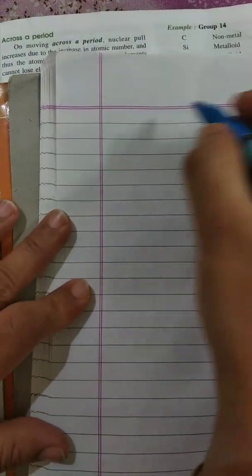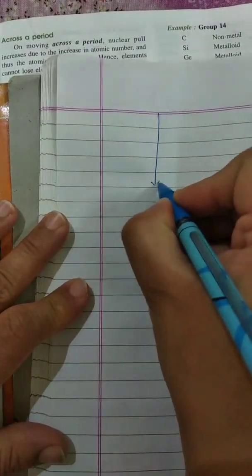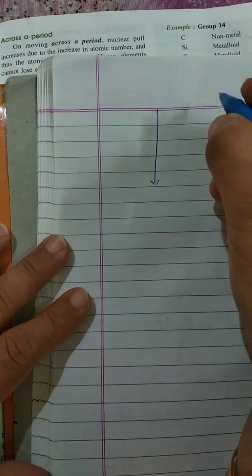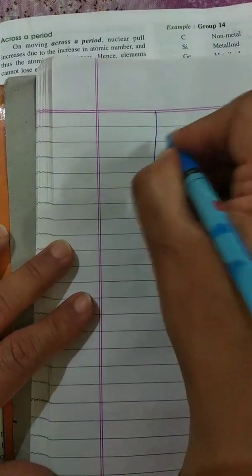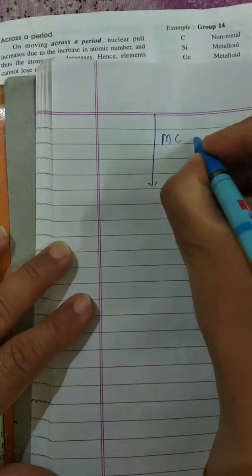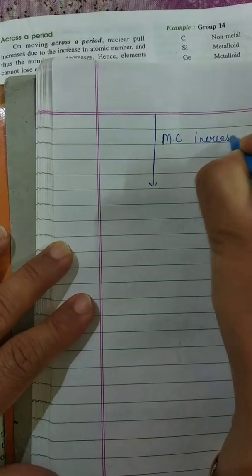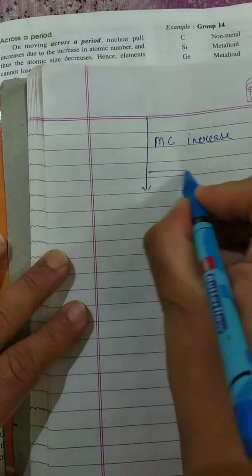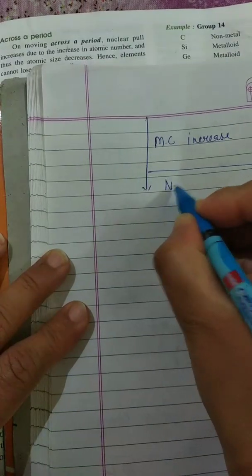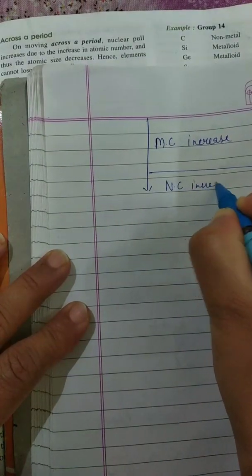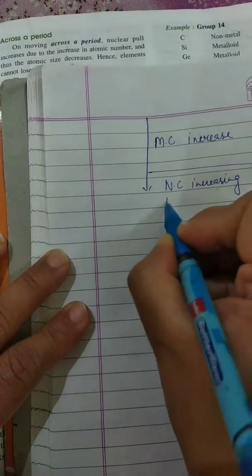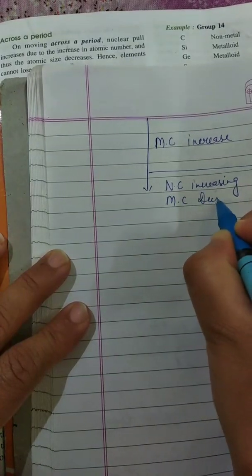Now let's discuss the trends. As we move down the group, as you know, number of shells or size is increasing. So as the size is increasing, metallic character will also increase. On the other hand, as we move across the period, nuclear charge is increasing. So as the nuclear charge is increasing, metallic character will decrease.